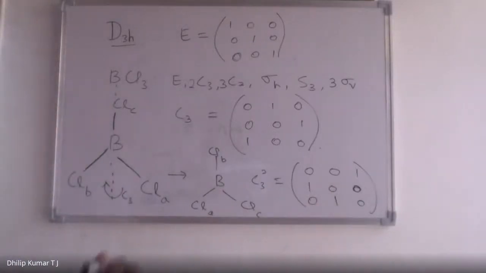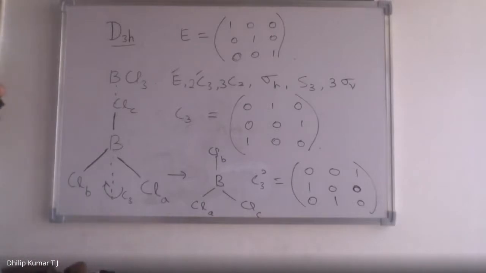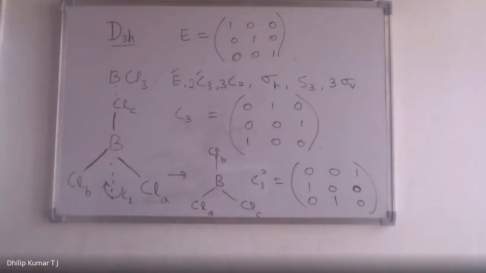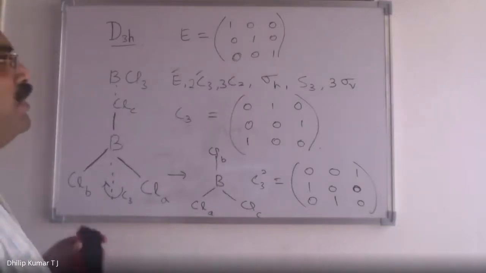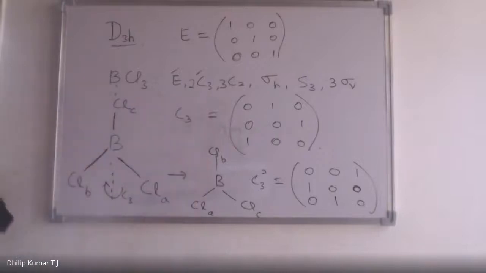So now we have written the matrices for E, C3 and C3 squared. Let's write it for the easier one, sigma H, because for sigma H we are going to place the mirror plane on the plane of this board. So we can simply write.